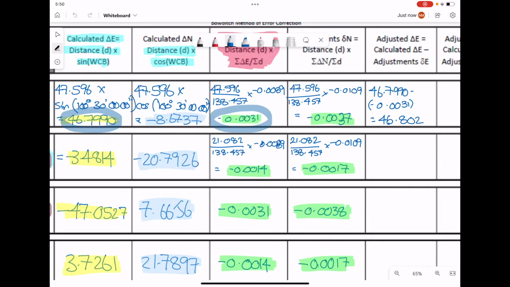Repeat for the next row. Our partial easting and the adjustment for the easting are highlighted. Here we have minus 3.4814. Take off minus 0.0014, and that would give us an adjustment value of minus 3.480.